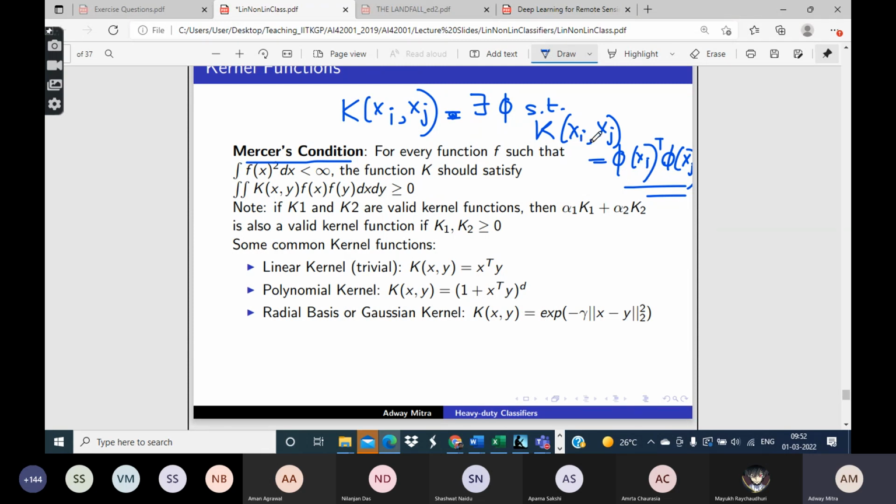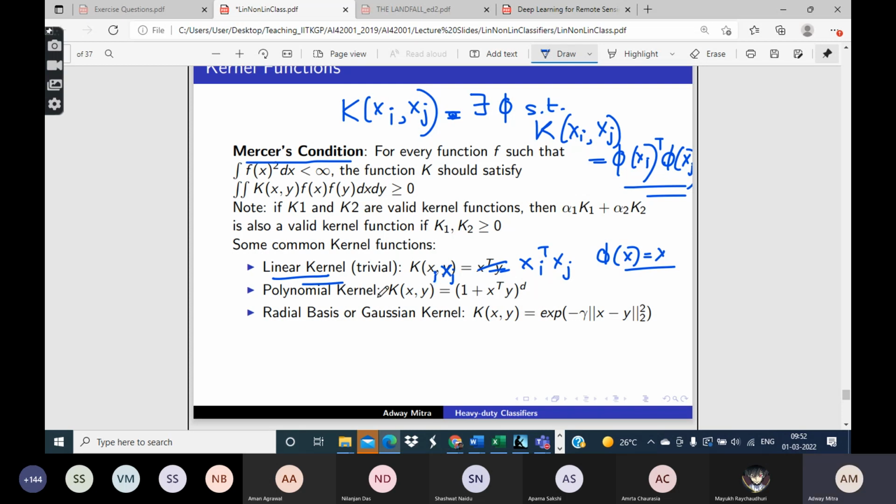So what is that condition? That condition is written here so that you can just read. I am not going into the details of that. But people have found certain functions which do satisfy this condition. The most trivial case is the linear kernel, where for two vectors xi and xj, the kernel is just the dot product, xi transpose xj. This is the trivial case, where phi of x is equal to x itself.